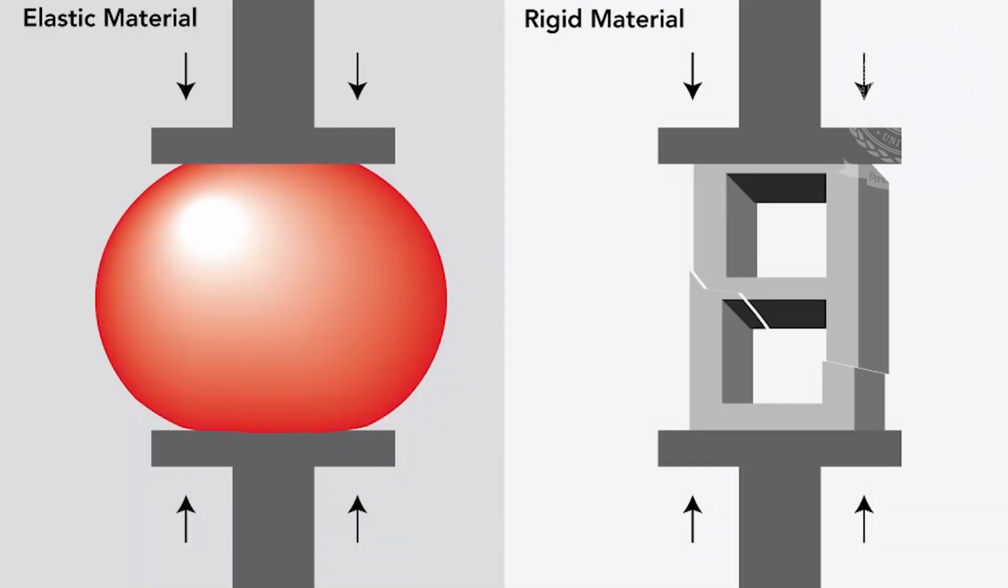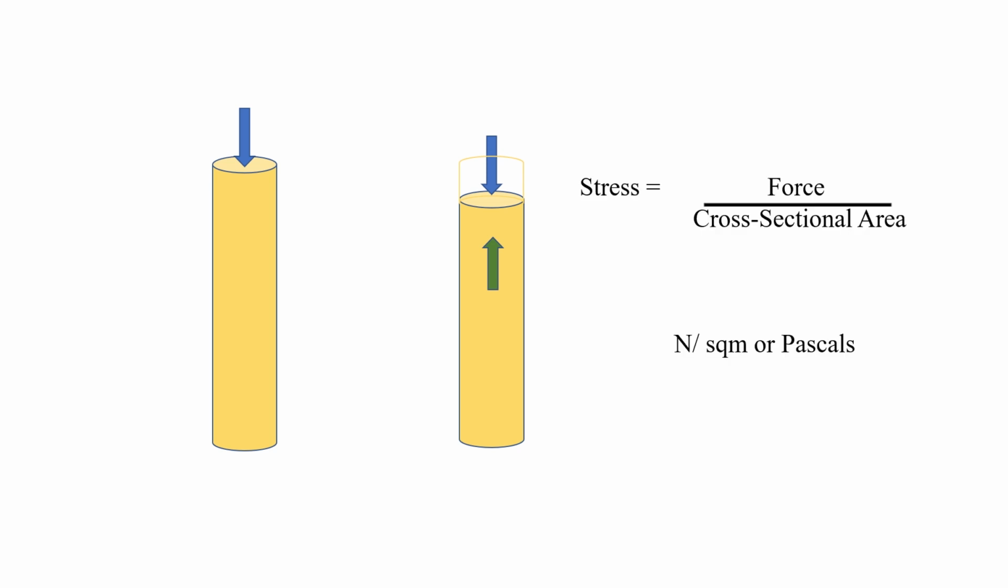Stress and strain are two fundamental concepts that are used to describe how a body responds to external forces. When an external force is applied to a body, let's say this cylinder, an internal force equal in magnitude and opposite in direction to the applied force is set up in the body. This internal resistance to the external force is called stress. It is described as the force per cross-sectional area.